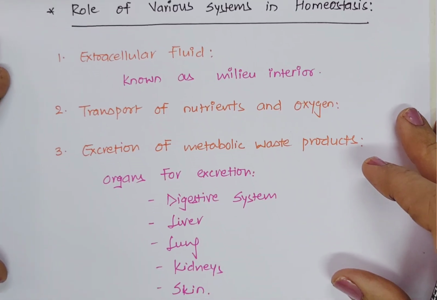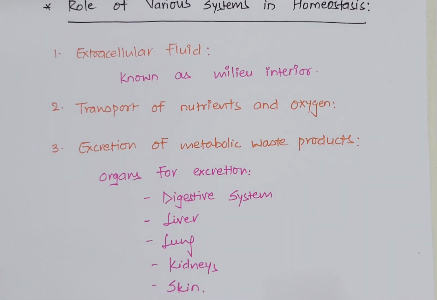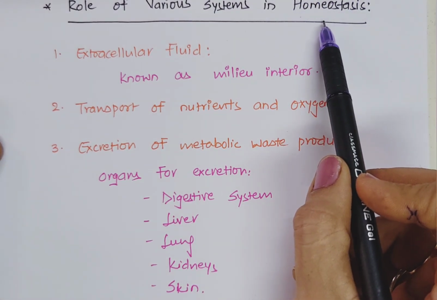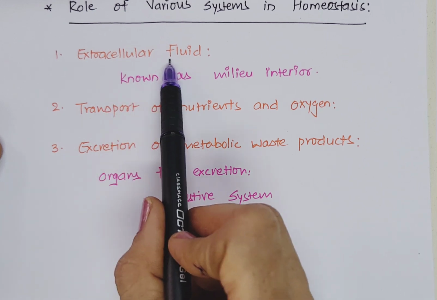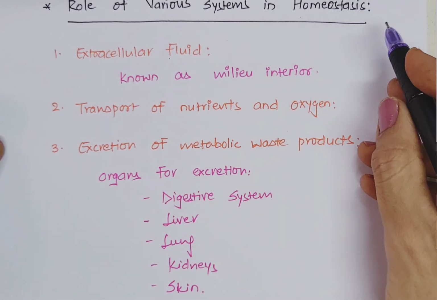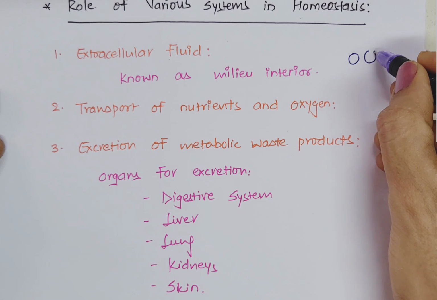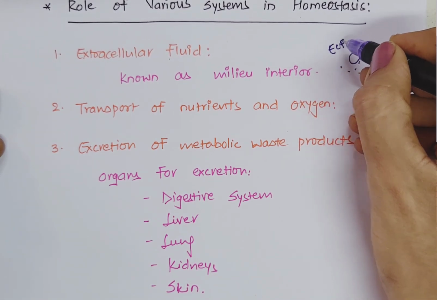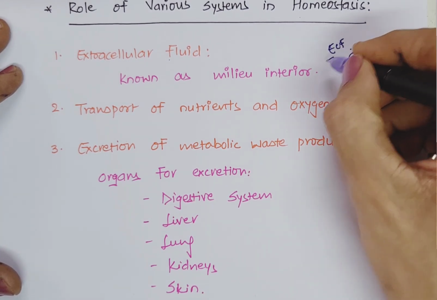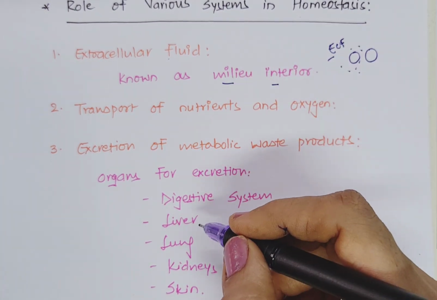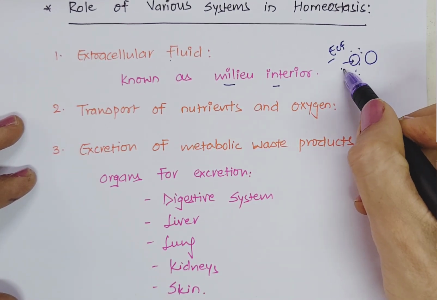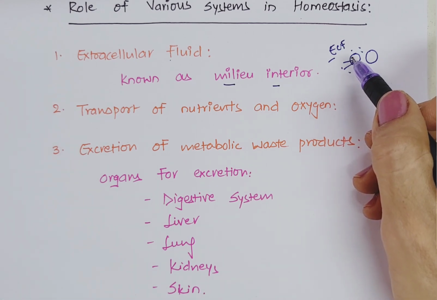Next, we have the role of various systems. Our various body systems are important for maintenance of internal environment for homeostasis. So first is extracellular fluid. As I told you, suppose these are our cells, the fluid outside the cell is extracellular fluid. It is extracellular fluid which forms our internal environment, milieu interior. And as I told you, cells get their oxygen and nutrients from extracellular fluid, and they excrete all the waste products into the extracellular fluid.